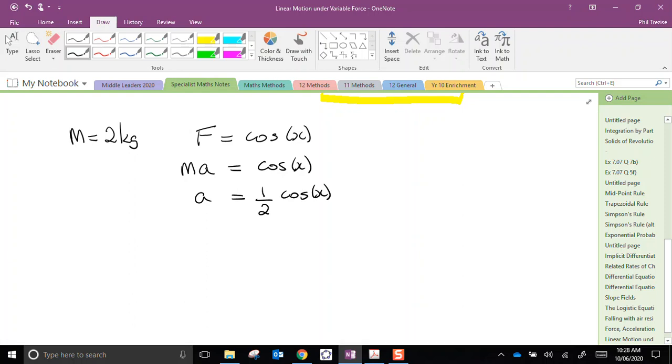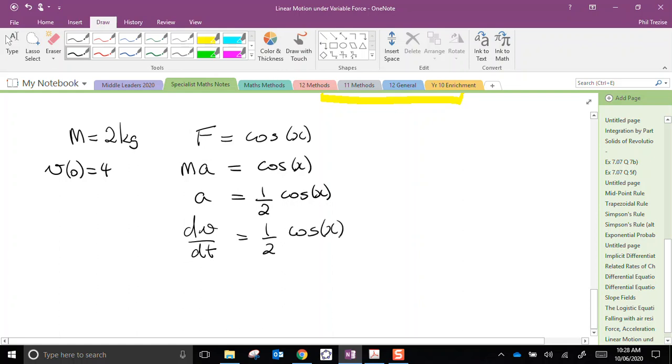Part B, we need to use that to determine the velocity of the particle, and they've told me the initial velocity is 4, so I'll make a note of that. The v0, or v at time 0, was 4. So notice this time we have acceleration as a function of x. I could write dv dt equals 1/2 cosine of x, but then I have a mismatch. I have x as a pronumeral and I have dt as an infinitesimal.